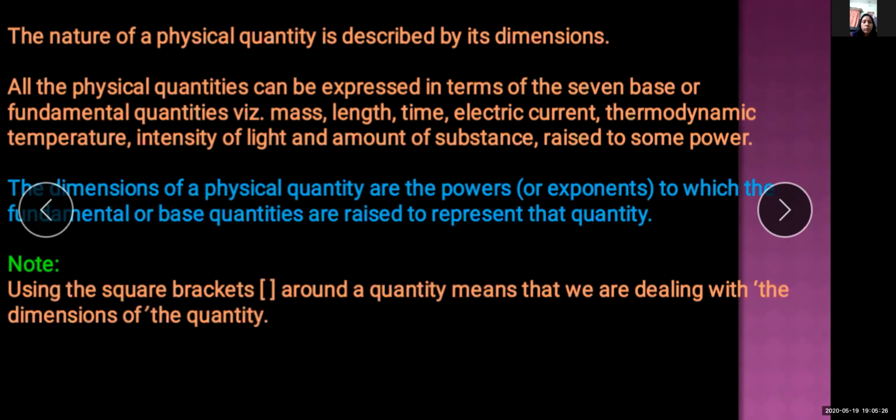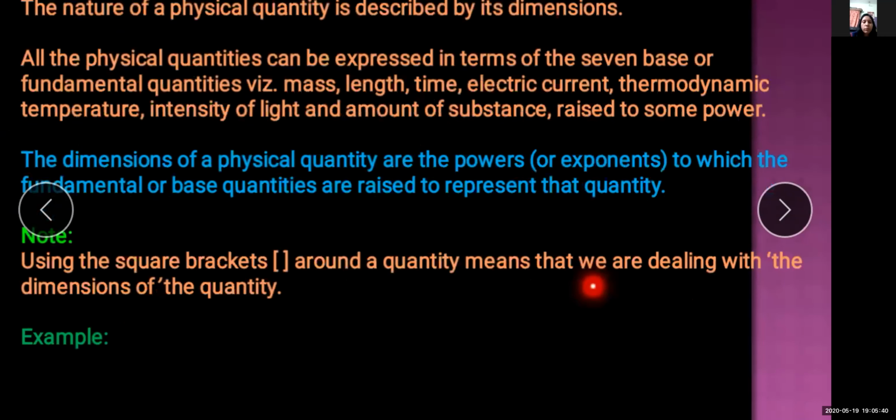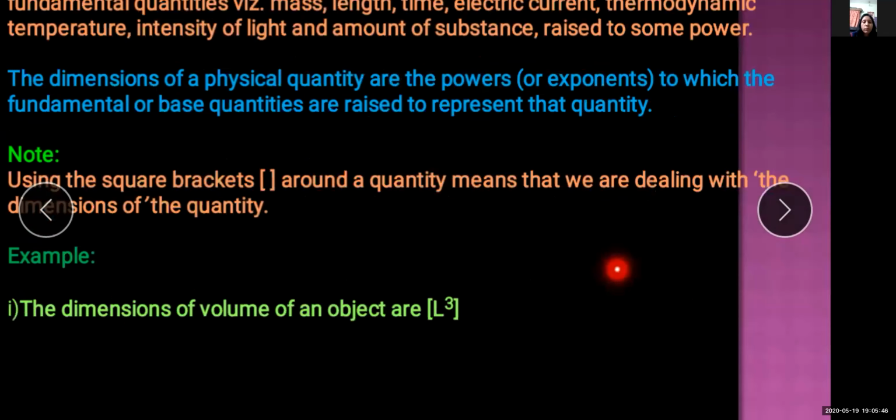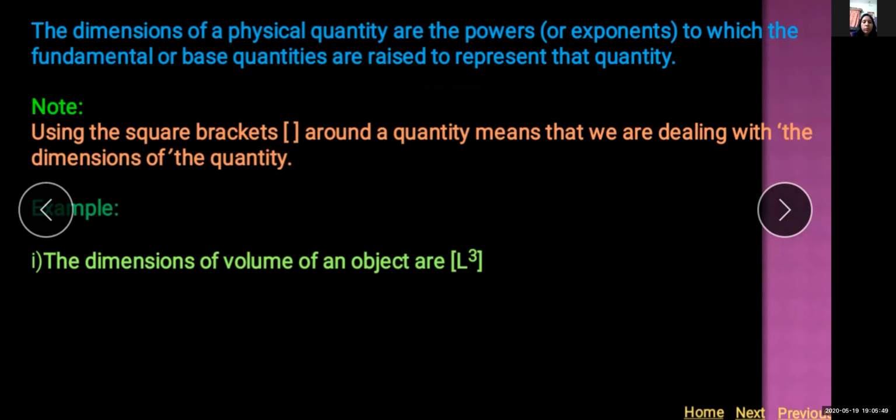Using a square bracket around a quantity means that we are dealing with the dimensions of that quantity. When we write the dimensional formula of any quantity, we use this square bracket. For example, the dimensions of the volume of an object. The unit of volume is meter cube. Meter is a measurement of length, represented by capital L. So the dimension of volume is [L^3]. This is the dimensional formula of volume.